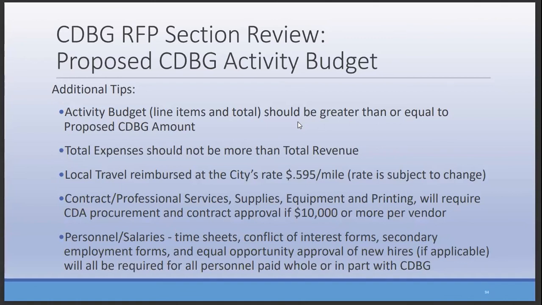Here are some tips regarding particular line items. Note that local travel per city policy is currently being reimbursed at 59.5 cents per mile, which is subject to change. Contract services and other line items requiring procurement will require CDA approval if costs exceed $10,000 or more per vendor. This amount has increased from the previous $2,000 threshold. Also note that personnel costs will require additional forms and EEO approval if the position is paid for in whole or in part with CDBG funding.